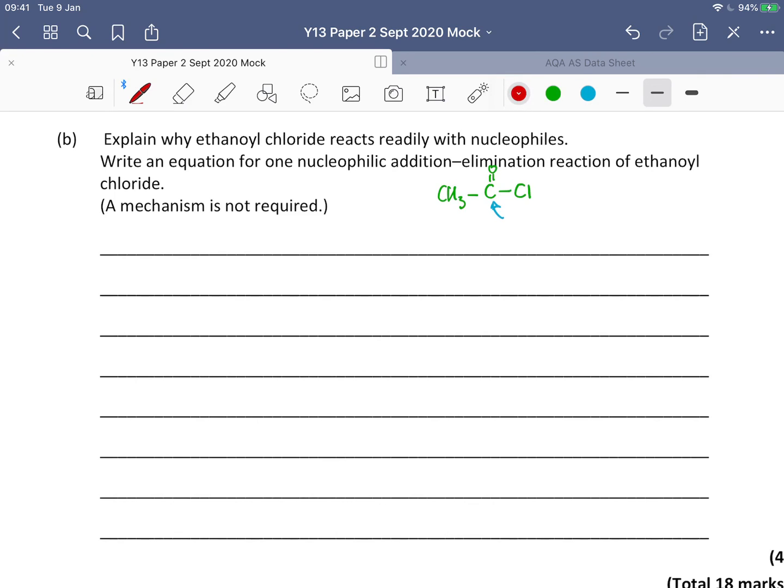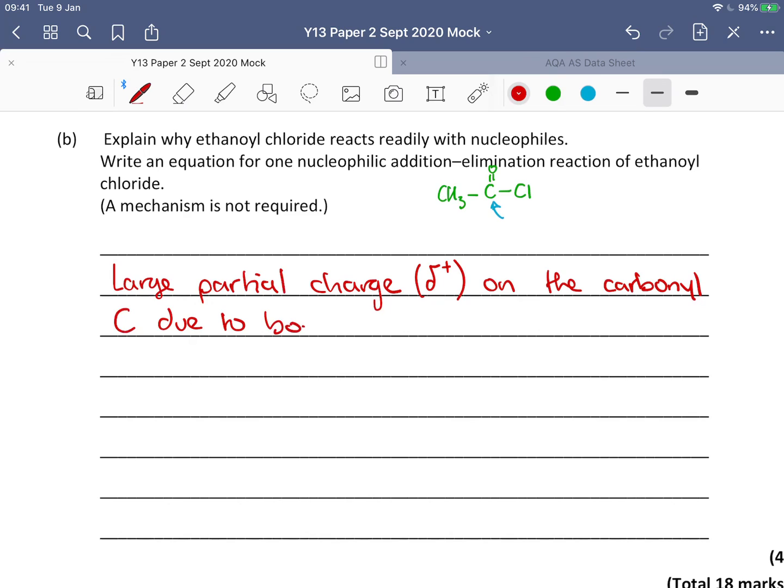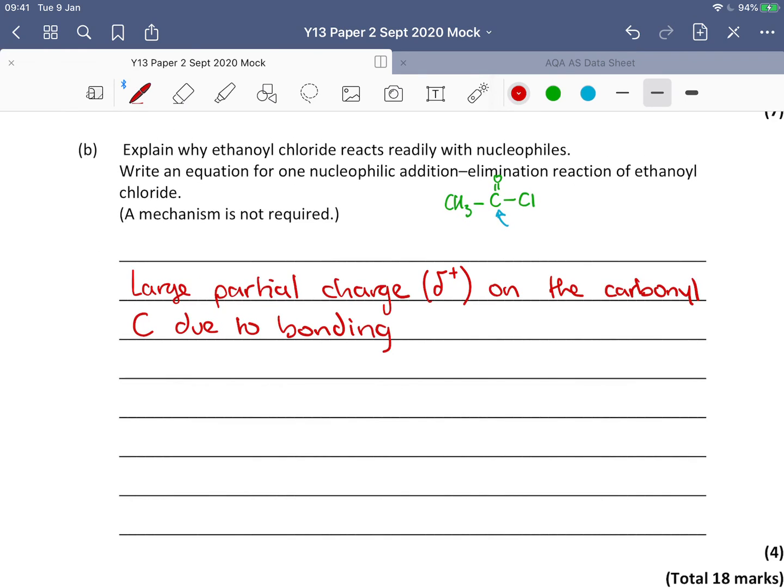I know we use delta plus and delta minus, but if we've got an electronegative chlorine and an electronegative oxygen attached to that carbon, that partial charge is going to be even bigger, right? It's still a partial charge, but it's going to be a greater partial charge. So there is a large partial charge. When we're talking about partial charges, we're talking about delta plus, a lowercase delta, which means a small change, on the carbonyl carbon. So it makes it clear which carbon we're talking about, due to it being bonded to oxygen and chlorine, all right?